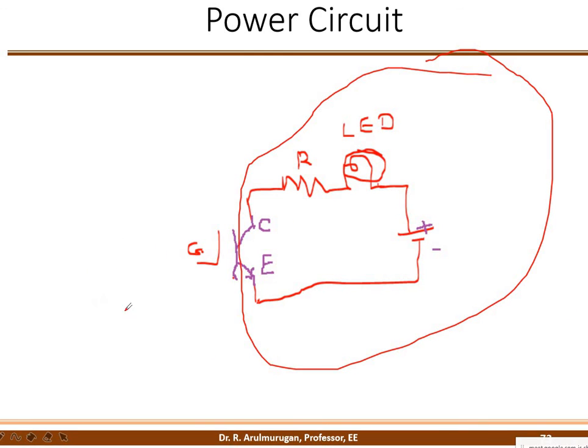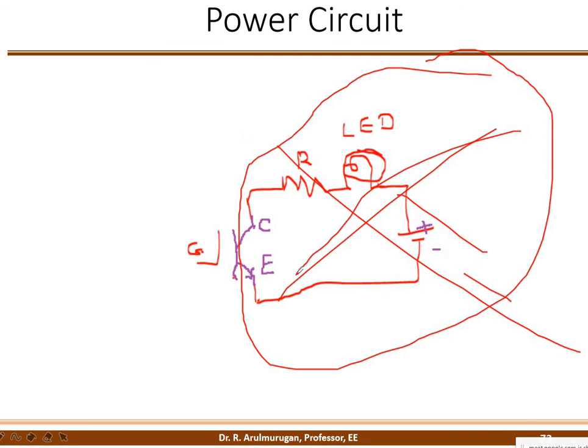Without applying the gate terminal, whatever the voltage, 200 volts is applied, it is no use. 200 volts is applied, but what happened? The switch is not closed. Why is the switch not closed? The gate terminal is not applied. No pulse on the gate terminal. The gate terminal is not triggered. Then trigger the gate terminal.